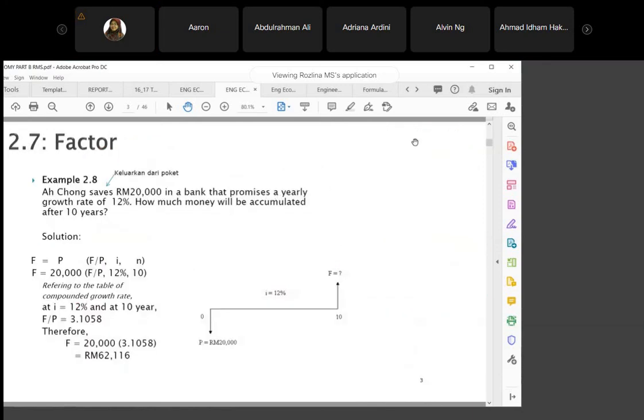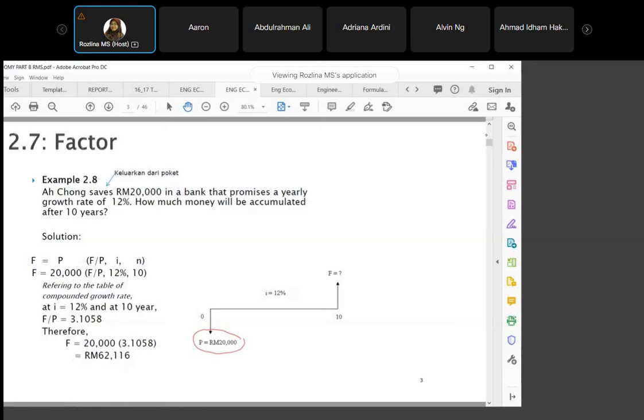Okay, this one. Ah Chong saves 20,000 in a bank that promises a yearly growth rate of 12%. How much money will be accumulated after 10 years? Dalam bank memanglah you get the money in the bank, but your cash flow you spend, so that's why the arrow shows you the downward.